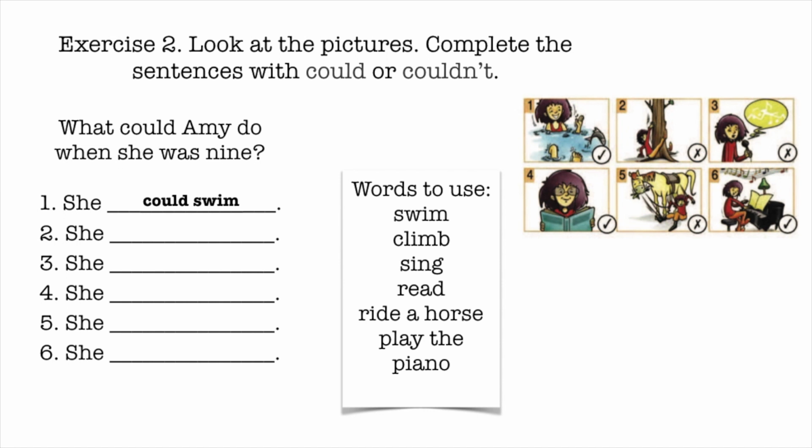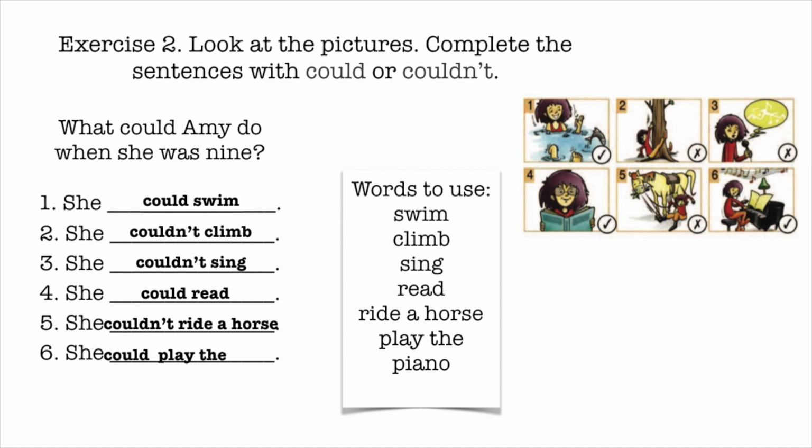Okay, so answer number 1. She could swim. Number 2, she couldn't climb. Number 3, she couldn't sing. Number 4, she could read. Number 5, she couldn't ride a horse. And number 6, she could play the piano. Very good, guys. Please check these answers with the answers in your book.